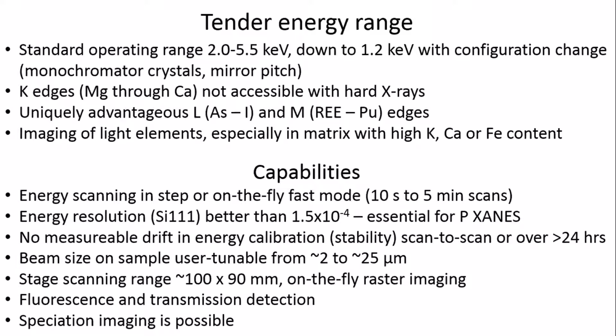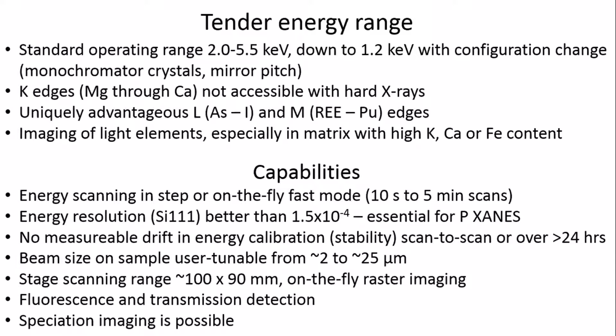The overall capabilities of the Beamline are to perform energy scanning in step or on-the-fly fast mode for spectroscopy, have a good energy resolution as good as Silicon 111 can do. This good energy resolution is essential for phosphorus species in particular, where some of the differences in peak position are less than a half or a third of an eV, so you want to be able to resolve those. It has no measurable drift in energy calibration, scan to scan or over time, which is important for standardization.